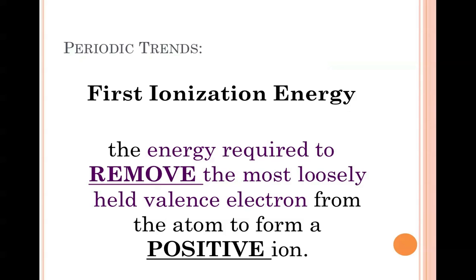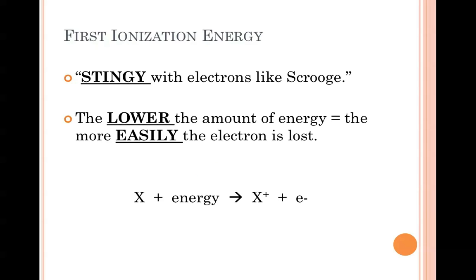All right, so we're going to now move on to first ionization energy. This is the energy required to remove the most loosely held valence electron in order for an atom to form a positive ion. This is kind of like Scrooge, where atoms are being stingy with their electrons. The lower the amount of ionization energy, the more easily the electron is lost.